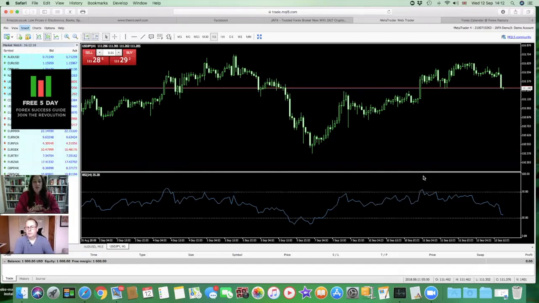So really, you want to use this: if it goes above 70, it's a very good indication that it's going to come back down. If it goes below 30, it's a very good indicator that it's going to come back up. You can see that from comparing it to the charts up here.